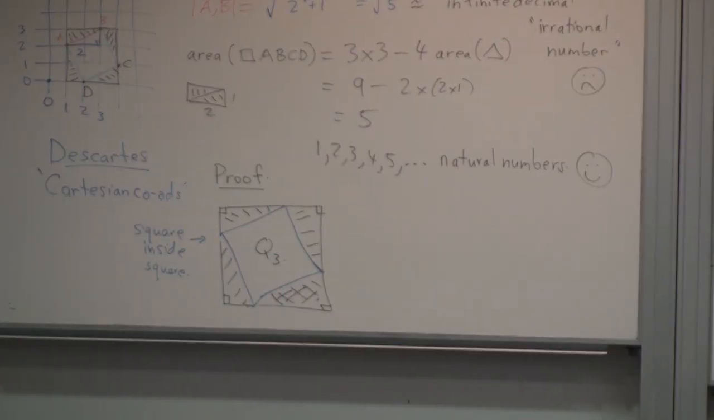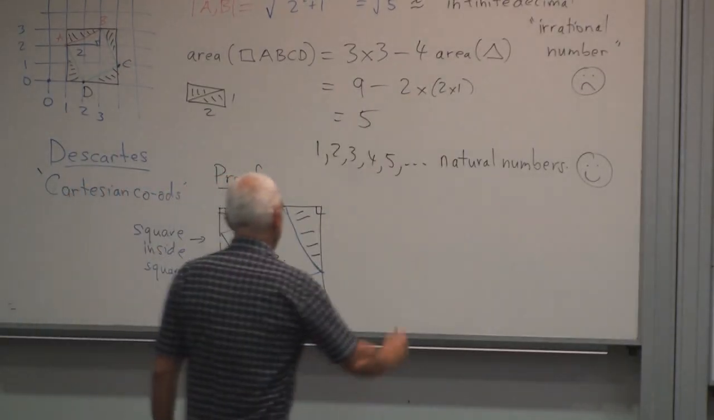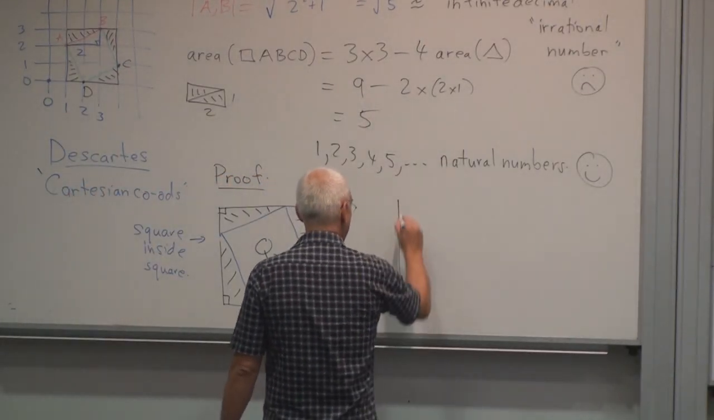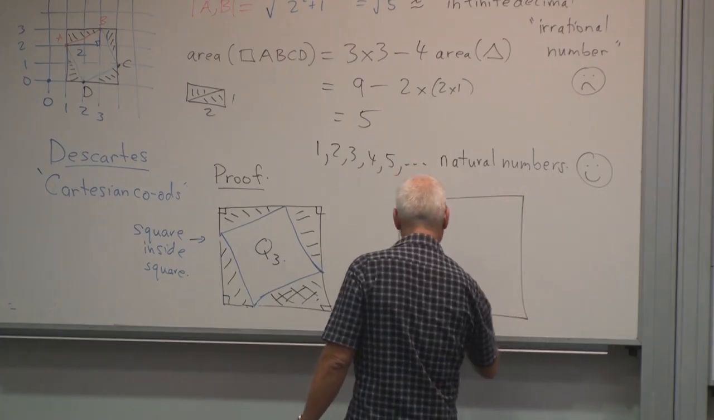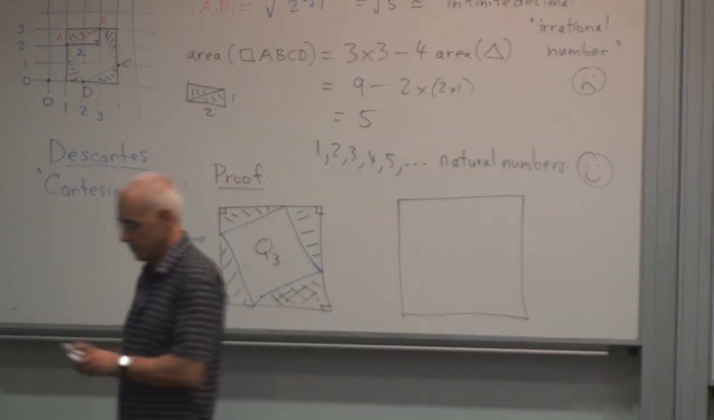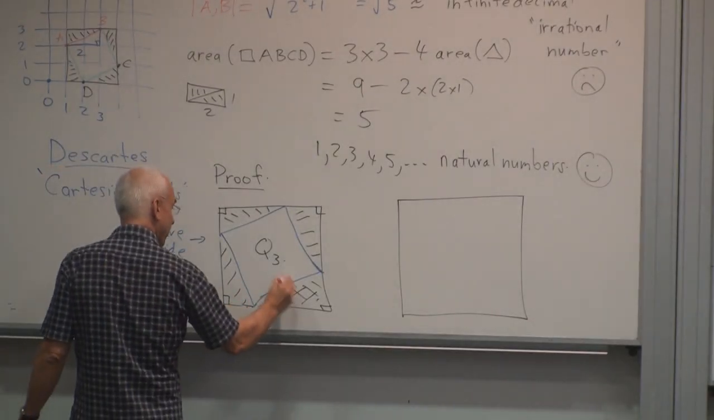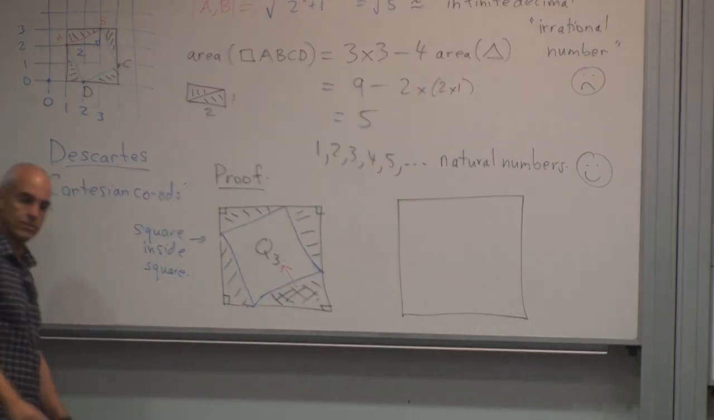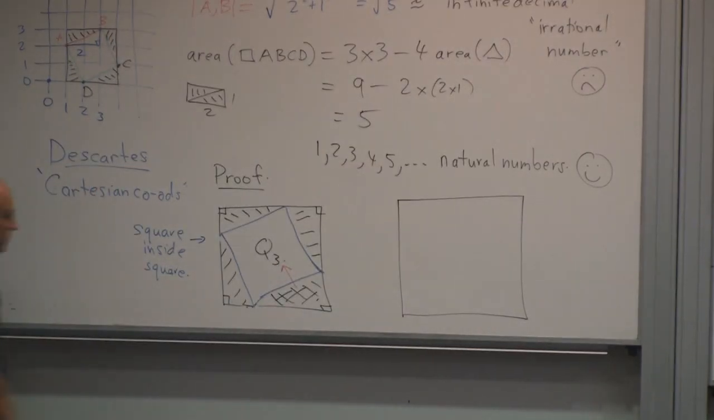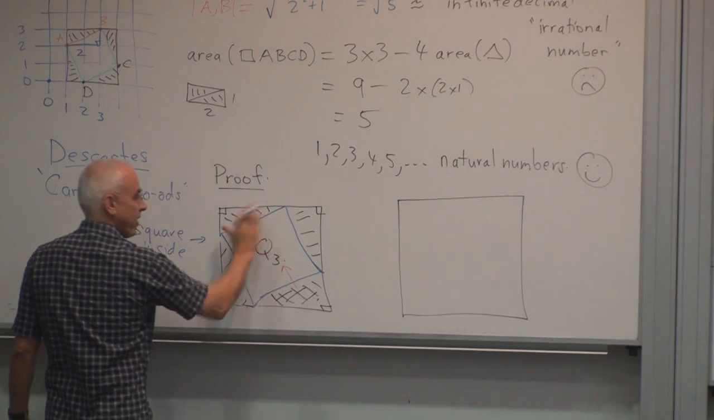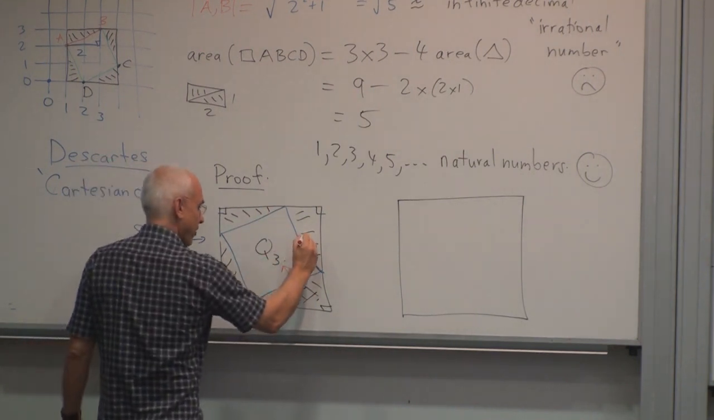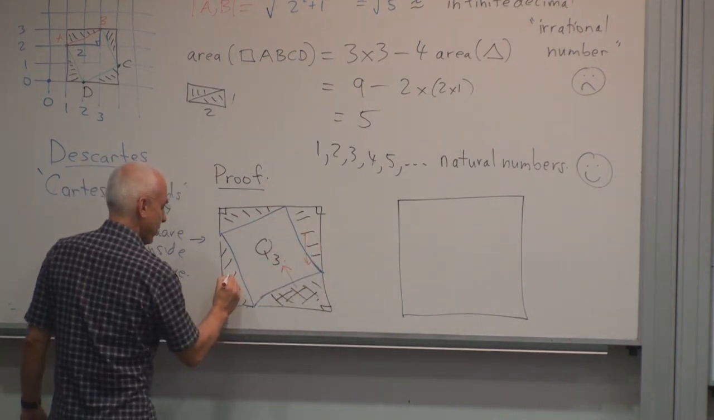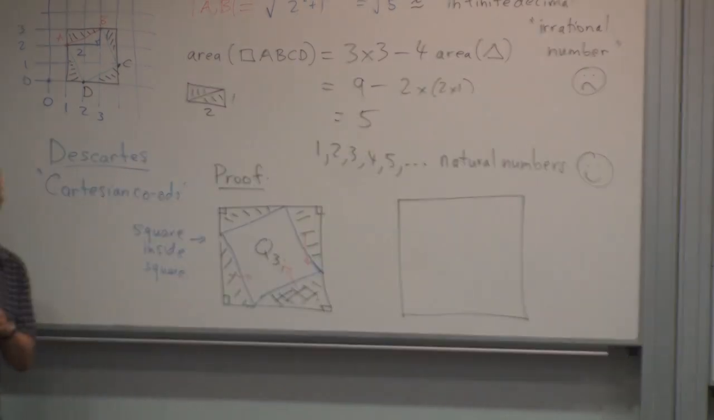Okay, now what we're going to do is we're going to shift things around. We're going to take these 4 triangles inside this big square, and we're going to move them. We're going to take this one, and we're going to slide it up. Just enough room for it to slide up there. We're going to take this one, and we're going to slide it down. We're going to take this one, and we're going to slide it across.